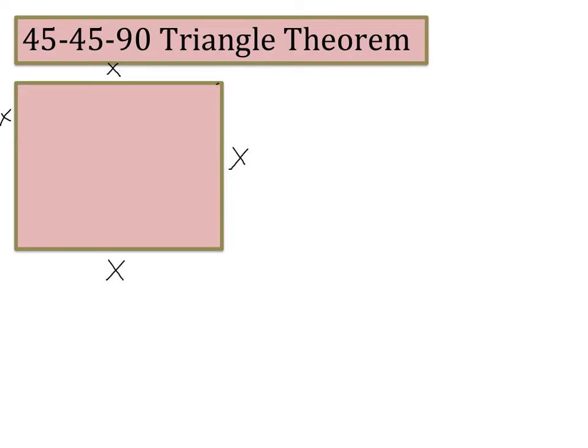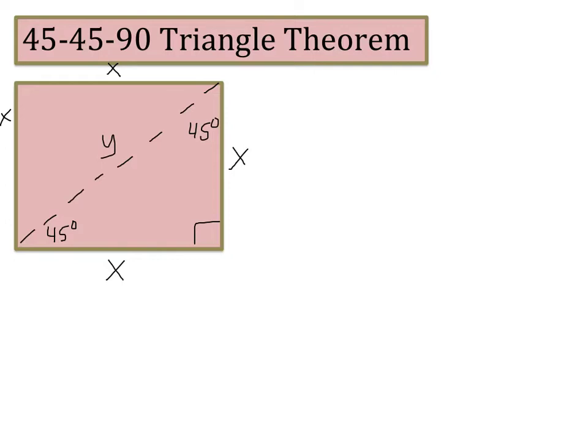Now I can cut a diagonal through this square to make a triangle. Now I have a 45, 45, 90 triangle. The diagonal would split these 90-degree angles in half. So now I have a 45, 45, 90 triangle. I want to give a letter to the side length, so we'll give it the variable y.